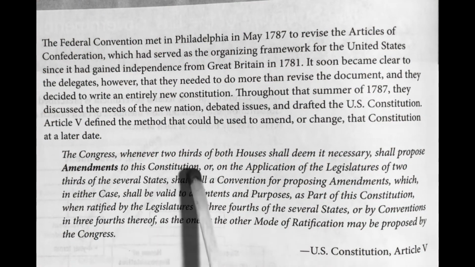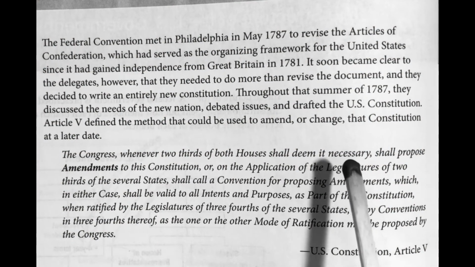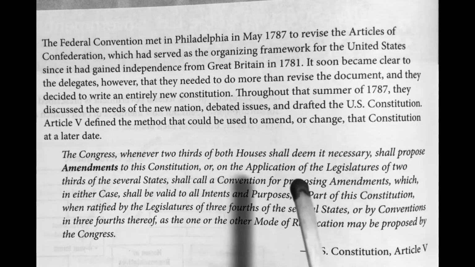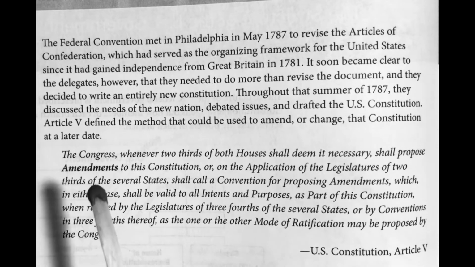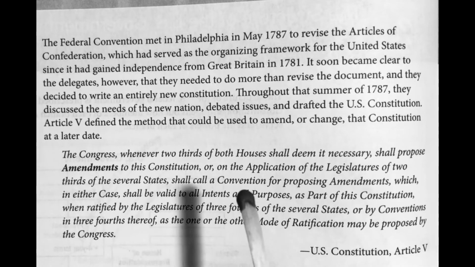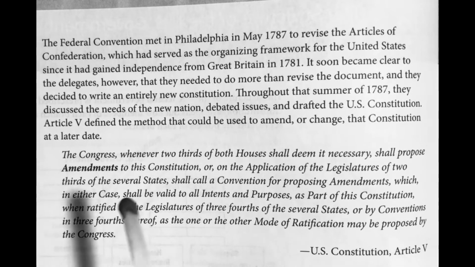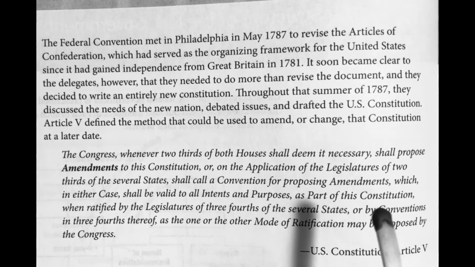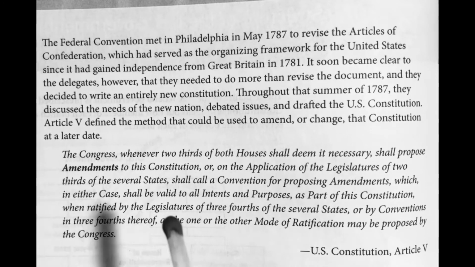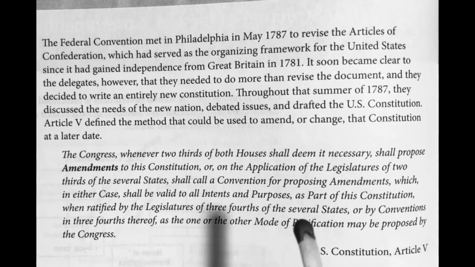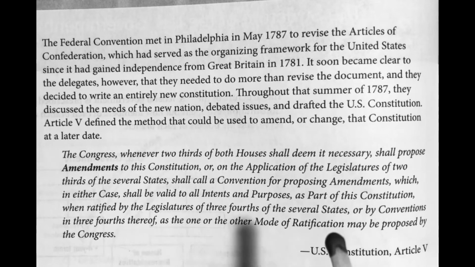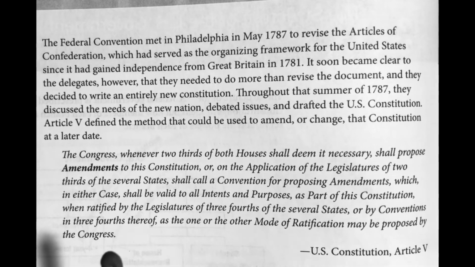The Congress, whenever 2/3 of both houses shall deem it necessary, shall propose amendments to this Constitution, or, on the application of the legislatures of 2/3 of the several states, shall call a convention for proposing amendments, which, in either case, shall be valid to all intents and purposes as part of this Constitution, when ratified by the legislatures of 3/4 of the several states, or by conventions in the 3/4 thereof, as the one or the other mode of ratification may be proposed by the Congress.